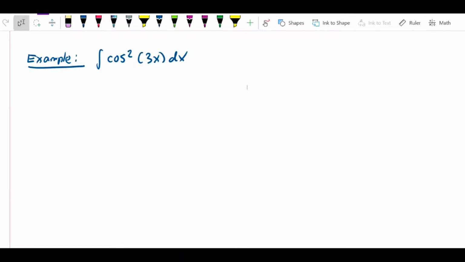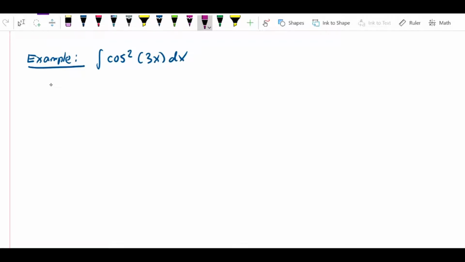I want to show you another technique that can be used to find the antiderivative of power of cosine or sine when there's no odd power. That technique is integration by parts, and I'm going to show you how that works. What we have here is the integral of cosine squared 3x dx.